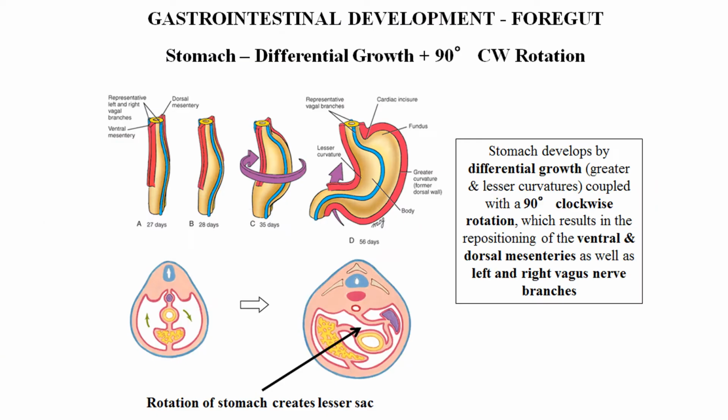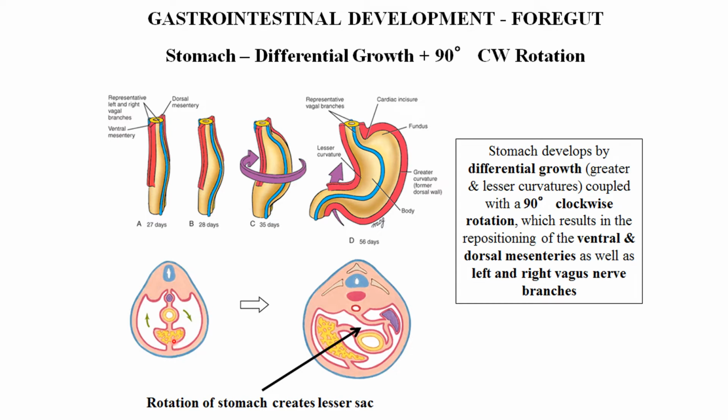Before proceeding further, let's recapitulate the development of the lesser sac along with the development of the foregut. In the sectional view, the foregut has been shown being attached to the ventral body wall by the ventral mesogastrium, into which the liver is developing, and it is attached to the dorsal body wall, in which the spleen is developing.